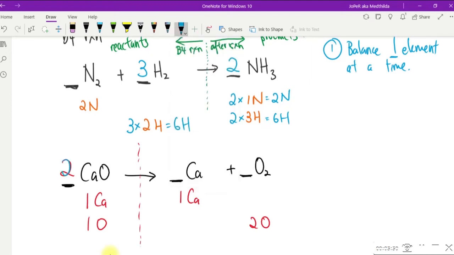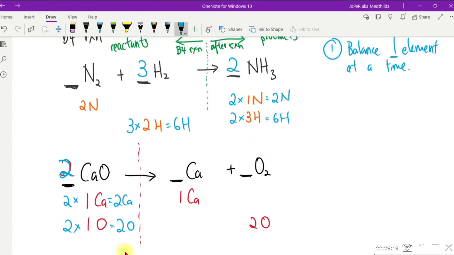By putting a big 2 in front of here, what I'm doing is multiplying calcium by 2, multiplying oxygen by 2. So 2 calciums, 2 oxygen. So oxygen now, okay, good, balanced. 2 oxygen here, 2 oxygen. But what you realize by putting a 2 here, you have disrupted calcium. Initially calcium we said was balanced, 1:1. Now there's 2 calcium on the left hand side, 1 calcium on the right hand side.